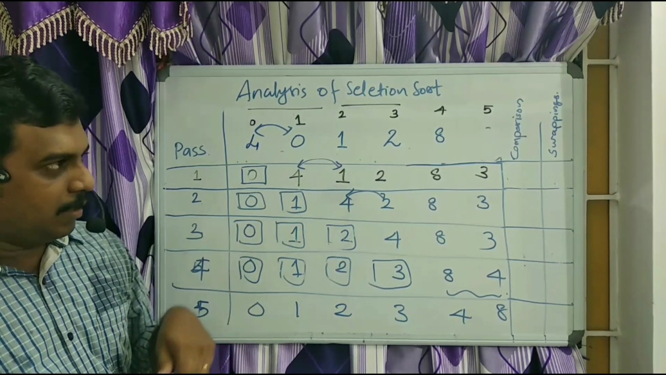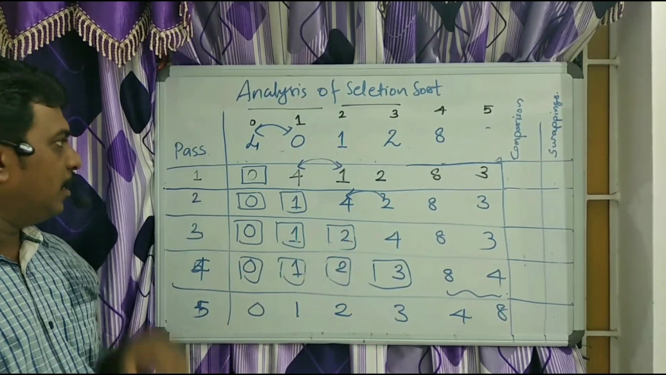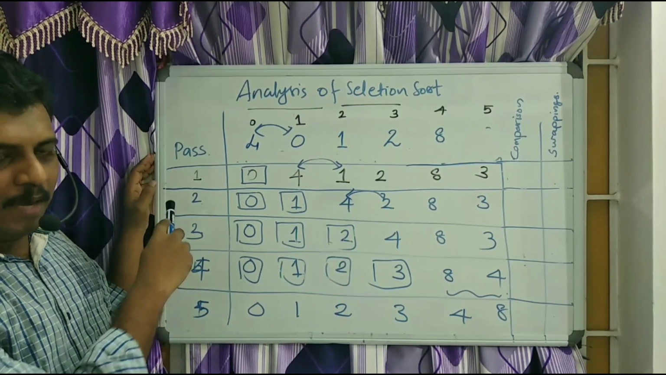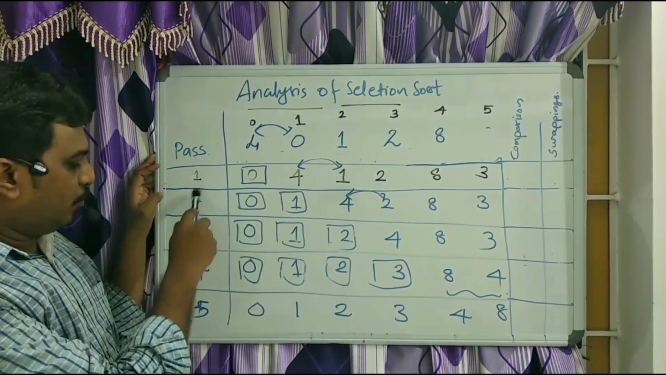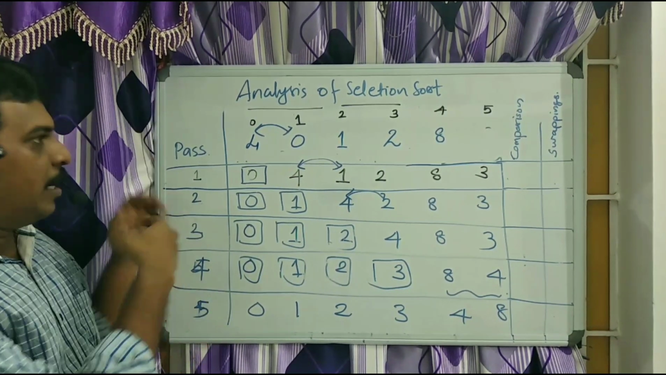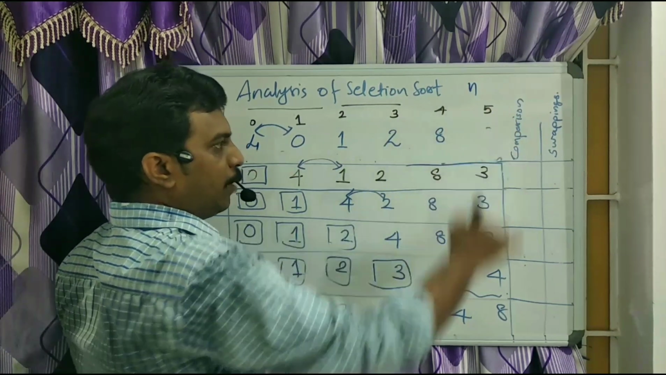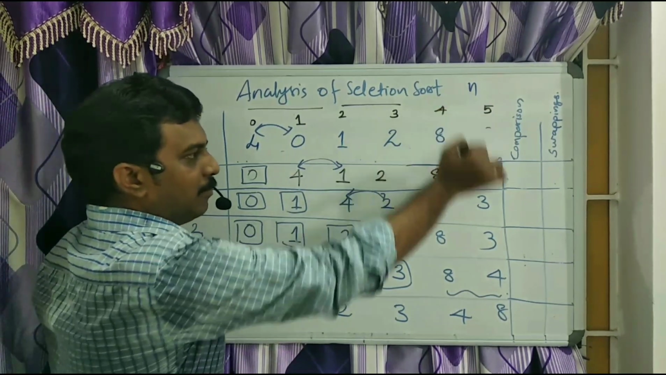So let us see what is the number of comparisons and swaps involved in each and every pass. We have already seen that we have n elements, so we will be having n minus 1 number of passes. Here we have 6 elements, so we will be having 5 passes. Okay, I am generalizing here. We have n elements, we will be having n minus 1 passes. Assume that this is the number of elements, n is nothing but 6.